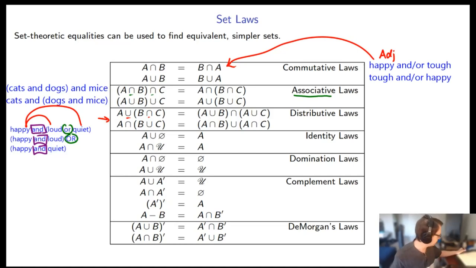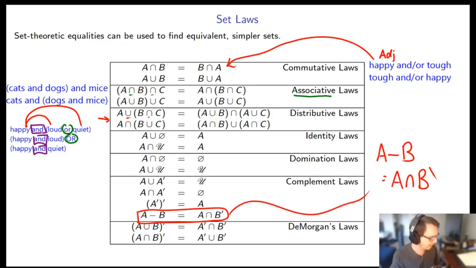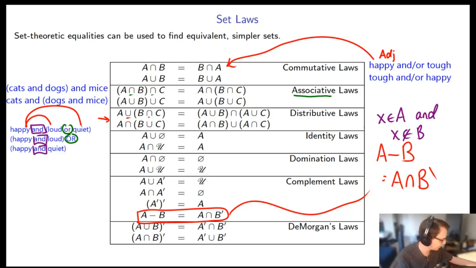Okay, and the last one here, which is more of a definition, sort of a nice thing to use, is that if I take A minus B, this is really just the same thing as taking A and B complement. The definition is saying I want X in A, so everything in A, and everything that's not in B. Notice we have "and" here: X is in A and X is not in B. So this "and" corresponds to the intersection.